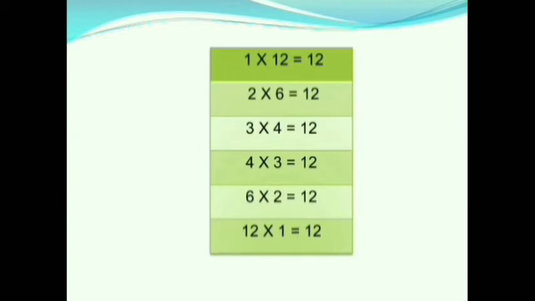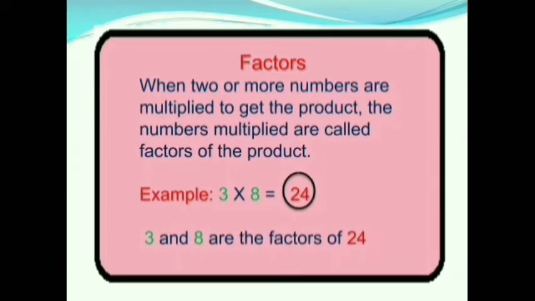Consider 3 8s are 24. 3 and 8 are factors of 24 and 24 is a multiple of 3 and 8. Therefore, factors and multiples are related to each other. Factors: when 2 or more numbers are multiplied to get the product, the numbers multiplied are called factors of the product.